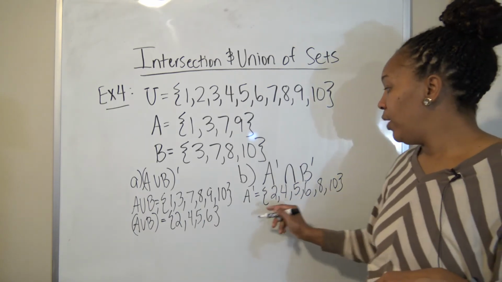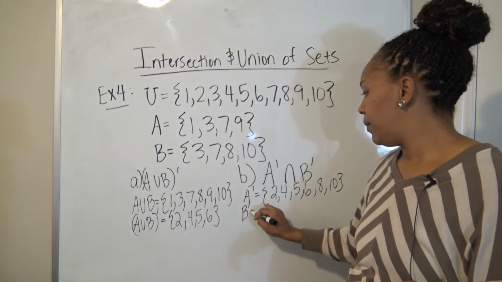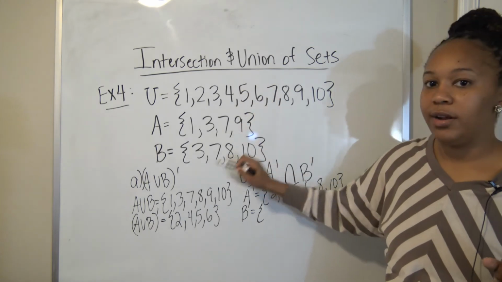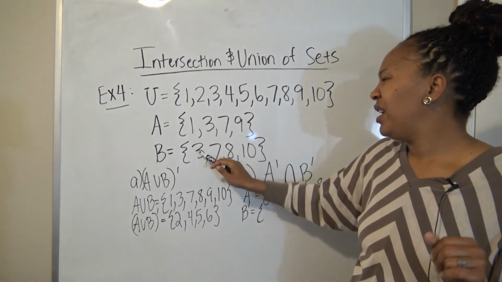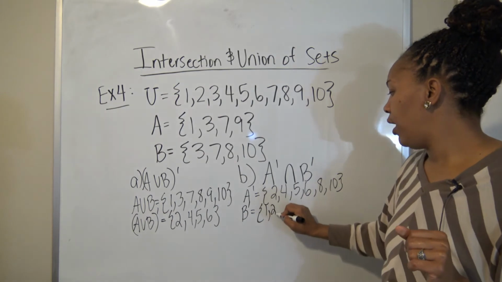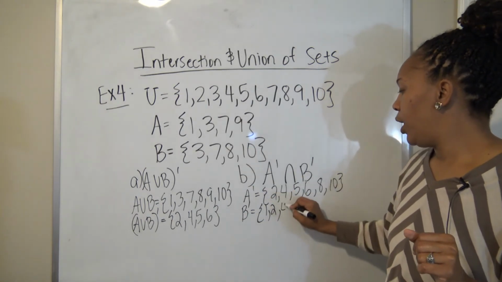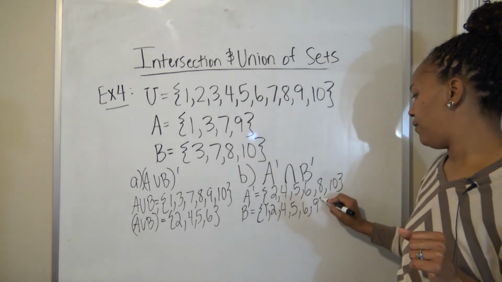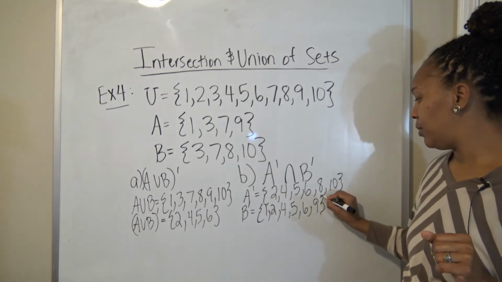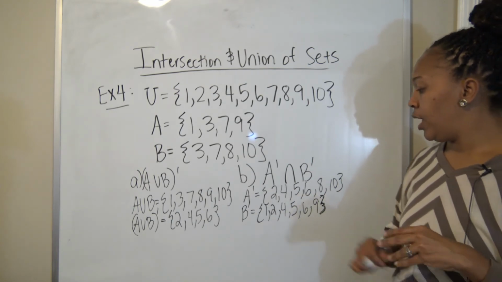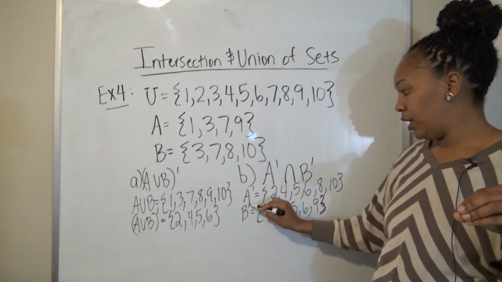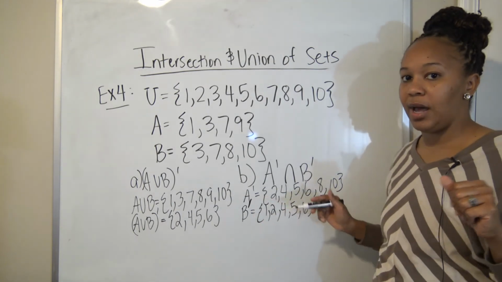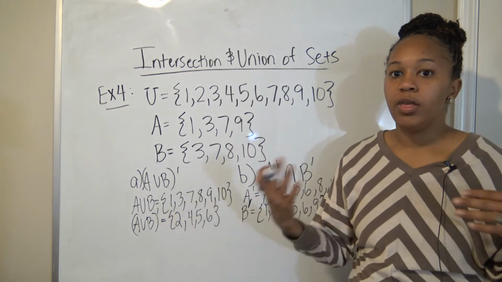Alrighty. And then we need to figure out, what is B complement? Well, B complement is all the things that are in the universal set that are not in B. So B has 3, but it doesn't have 1. It doesn't have 2. It doesn't have 4. It doesn't have 5. It doesn't have 6. It has 7 and 8, and it doesn't have 9. And that's my little brace that's looking weird. Okay, so B complement, that's a line right here for B complement, has 1, 2, 4, 5, 6, and 9 in it. That's all the things that are in U that are not in B.